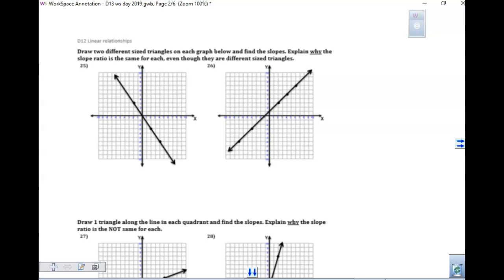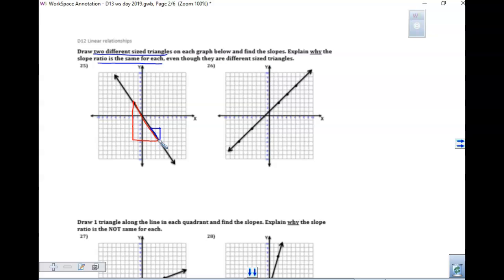I just want to make sure that you know that here you were asked to draw 2 different sized triangles. You will see a question just like this on your test. They tell you that the slope is the same, and they need you to prove it. So they need you to draw the 2 triangles. Maybe this is one of your triangles right here, and you're going to tell me rise over run. And then maybe you make this triangle over here. It goes like this. And you tell me rise over run on that one.